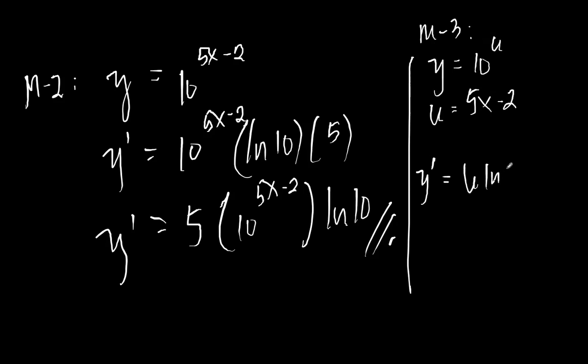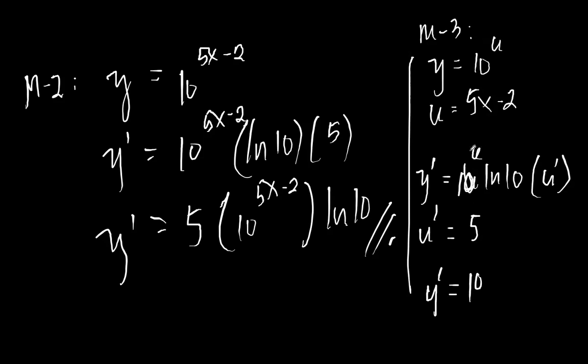U ln 10 times u prime, right? And our u prime here is equal to 5. 5 minus 0 is just equal to 5. So therefore, y prime is equal to... sorry, this is supposed to be 10 to the u. Yeah, all right, here we go.